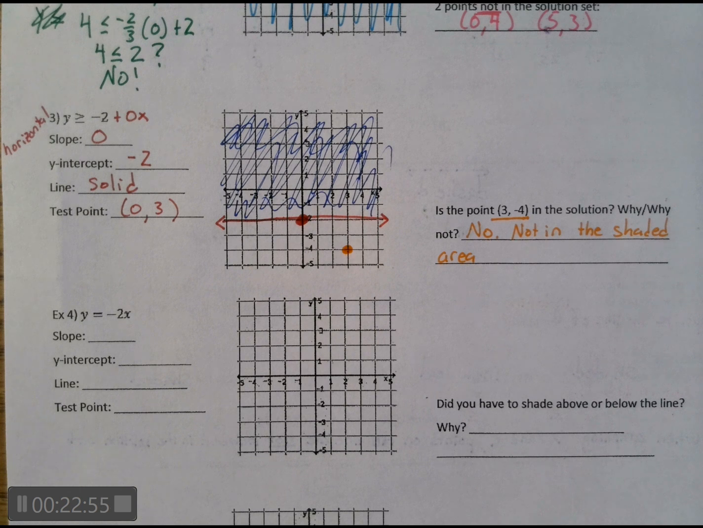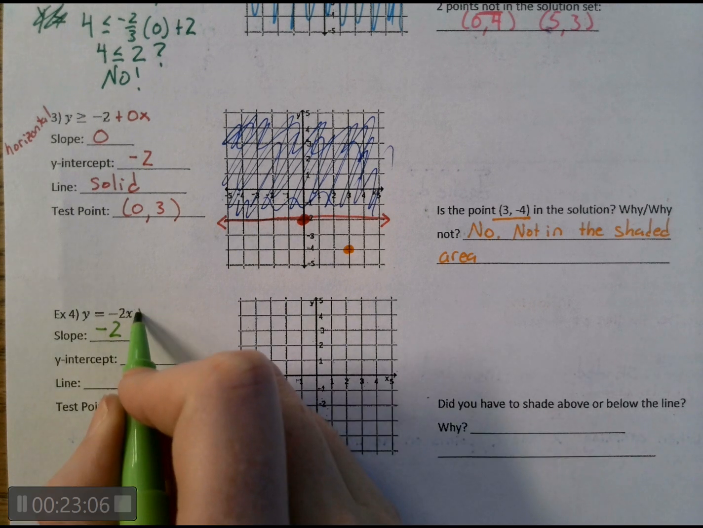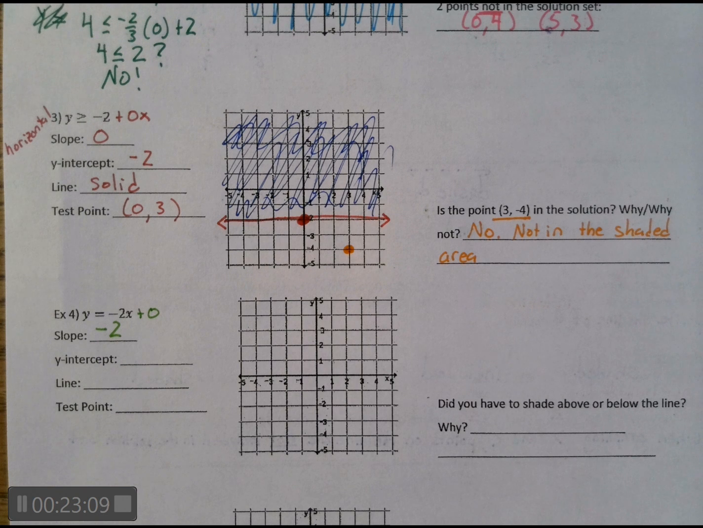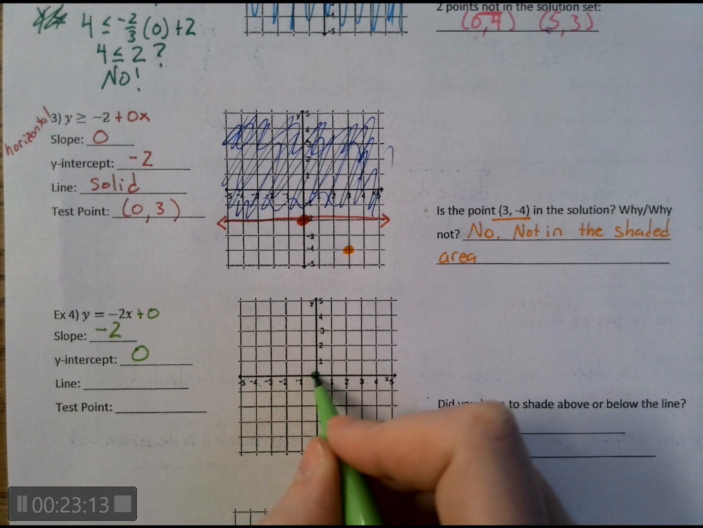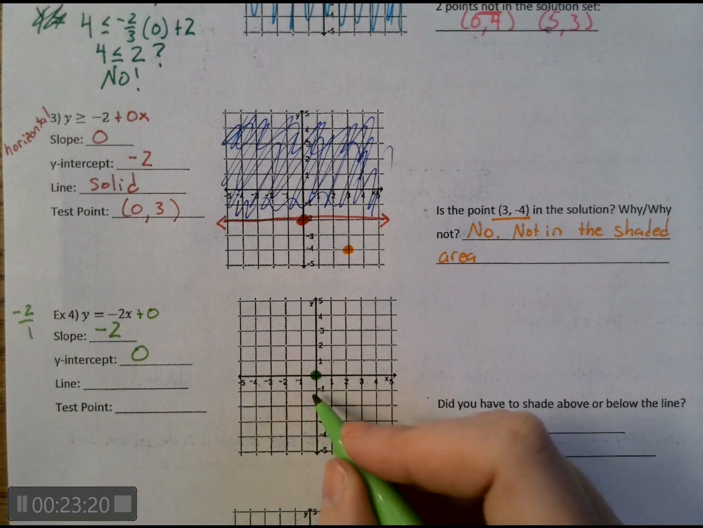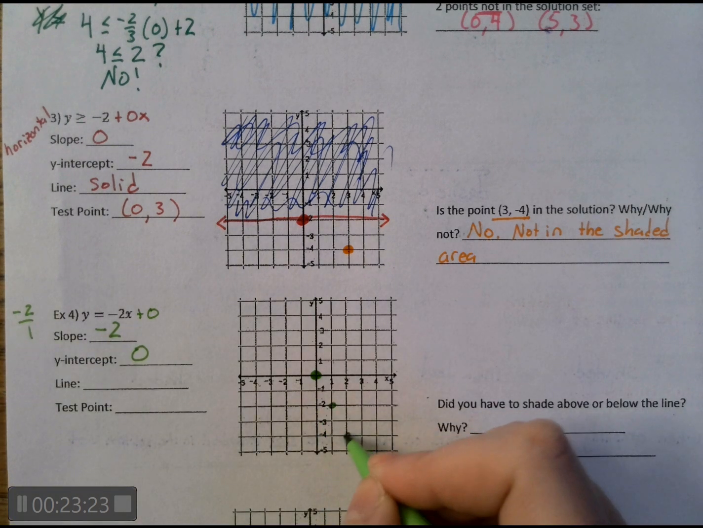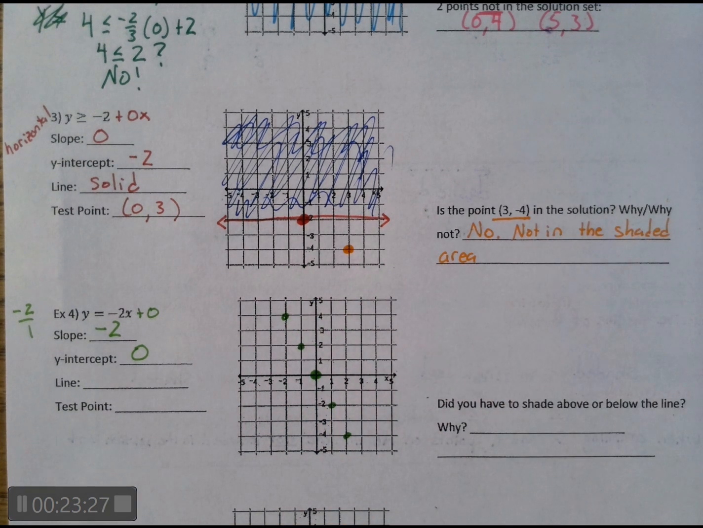y equals negative 2x. So what's my slope? It's negative 2. What's my y-intercept? Does that help you? Cool. Then it's 0. Okay? So we start at 0, and we go down 2 and to the right 1. So down 2, to the right 1. And then up 2, to the left 1; up 2, to the left 1. Okay? All right.